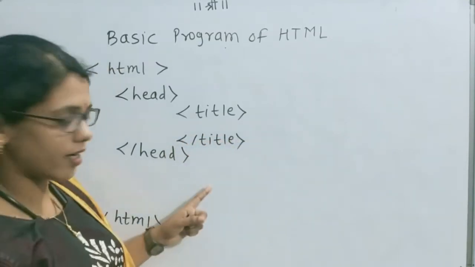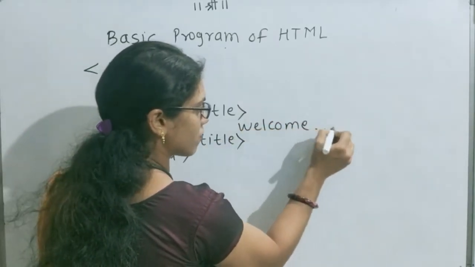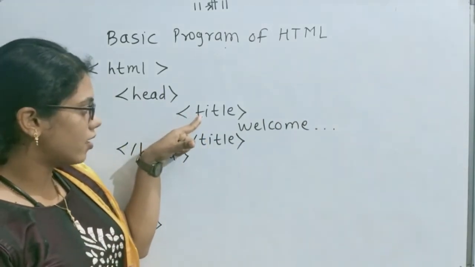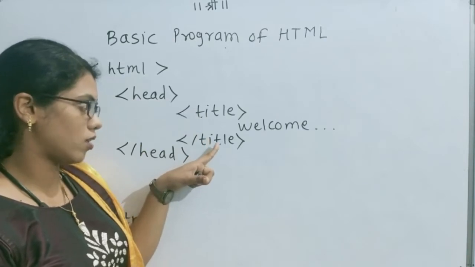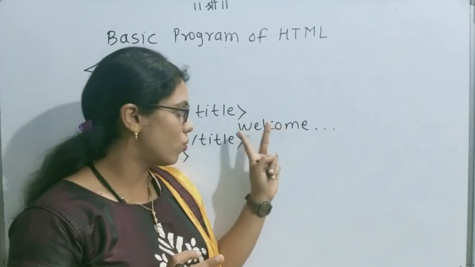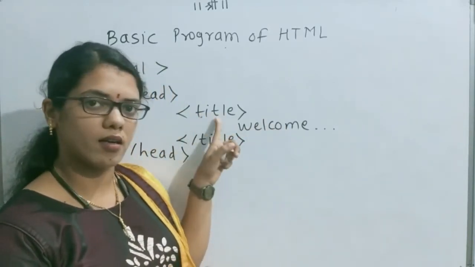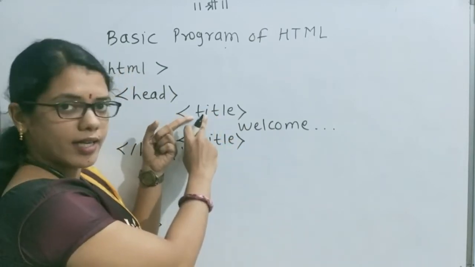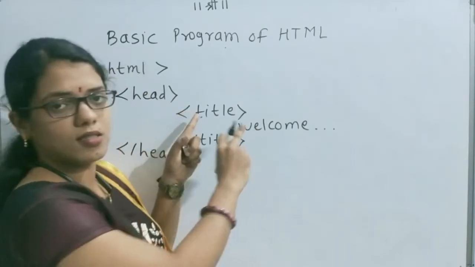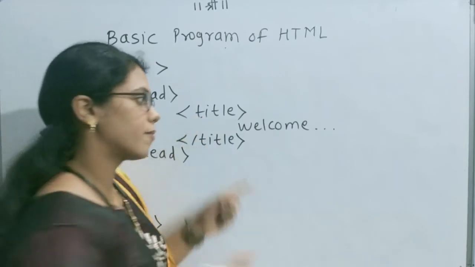Suppose we are giving a title as welcome and 3 dots. Listen here. Title tag opening, title tag closing. Between the two tags, the text is welcome. So welcome becomes the element content of the title tag. It means the effect of the title tag is completely applied on the welcome text. So the welcome text is displayed inside the title bar of the HTML web page.